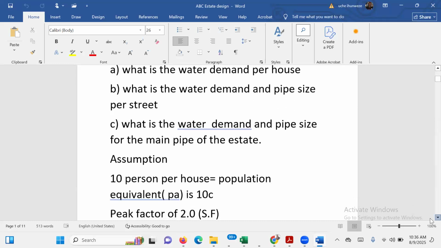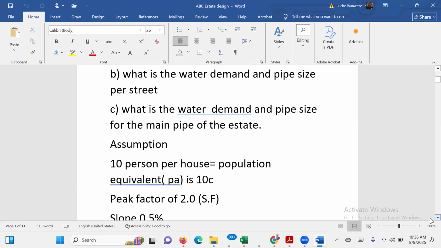But then, like you said, we assume 10 people to be in each house. This is an already existing place. If it is not existing, then we use the land use of the place. Land use will tell you that we expect 300 persons per hectare, we expect 600 persons per hectare, we expect 1,000 persons per hectare. That's how you use land use.